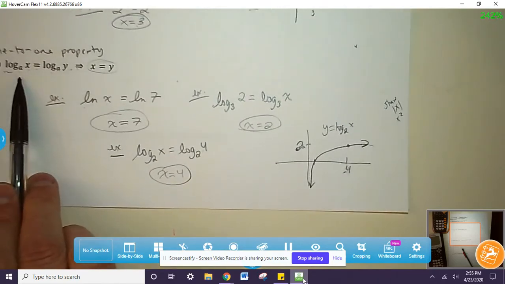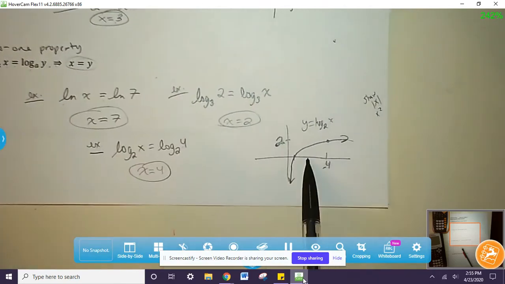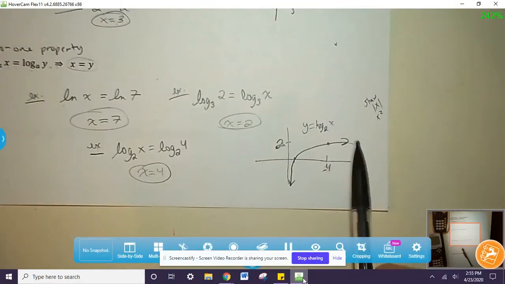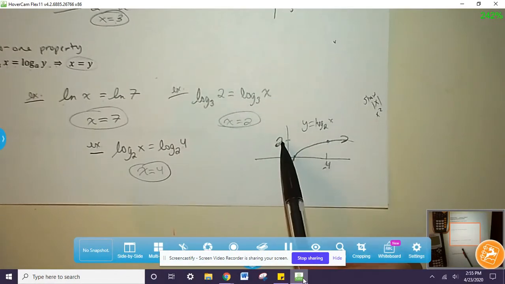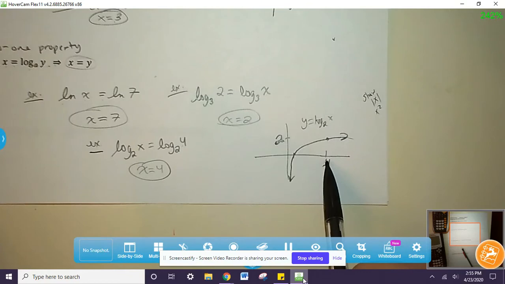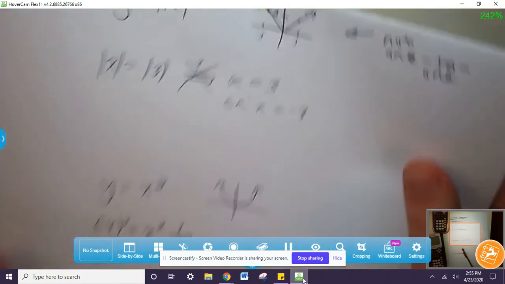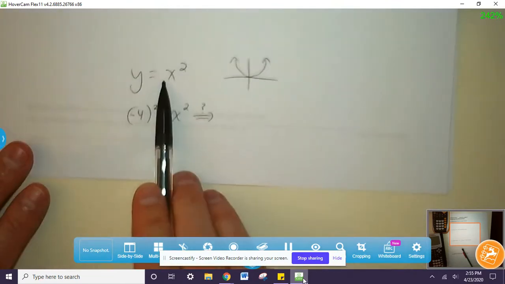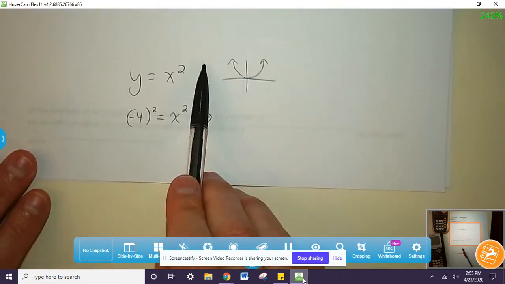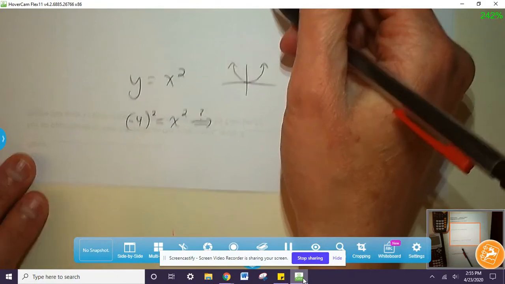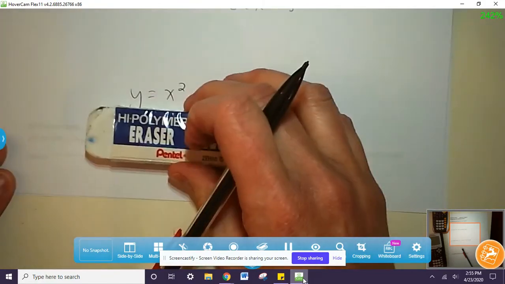But the reason this property works is because log is a 1-to-1 function. Because this input has exactly one output and this output has exactly one input. And once again, that's only because the function is 1-to-1. Because something like x squared is not 1-to-1. It fails the horizontal line test. So let me ask you this. Change of plans. Ignore that example I wrote.